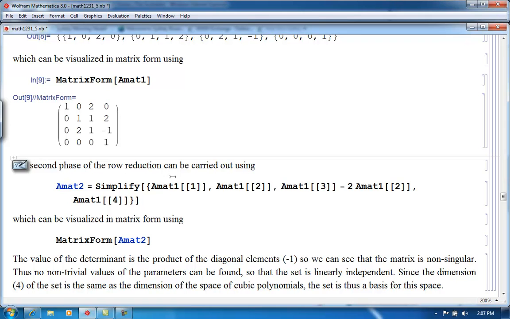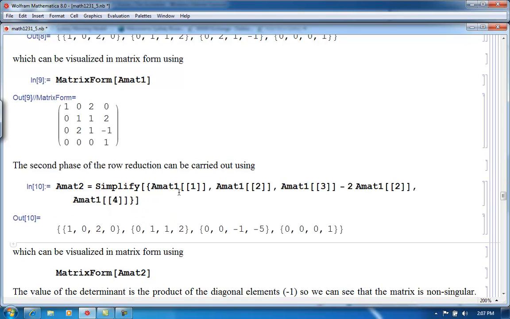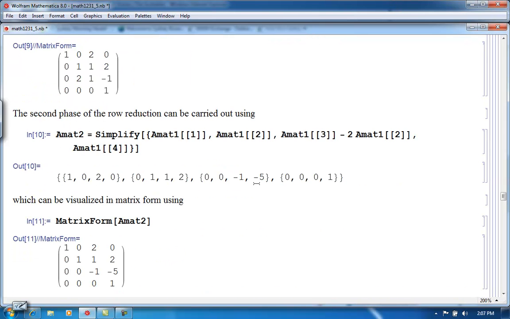Well, now we want to do the row reduction on the second column, and we can see we've already got a 0 here, so we don't have to do anything with that. So we just need to subtract twice the second row from the third. So we can do that using this, and check that it's all good using this.